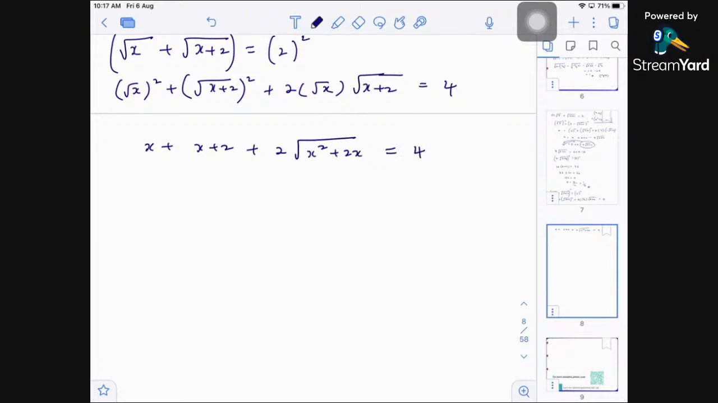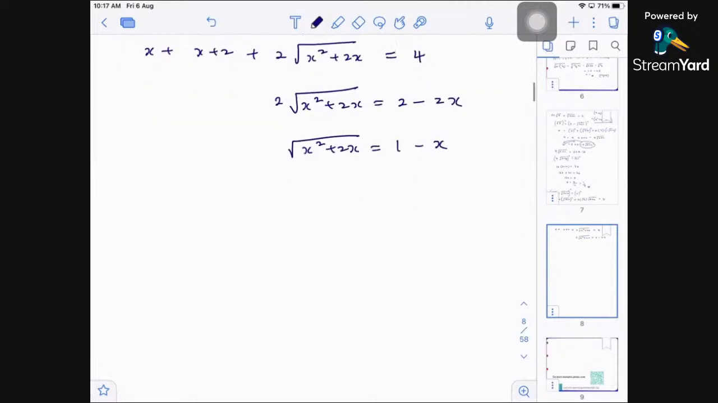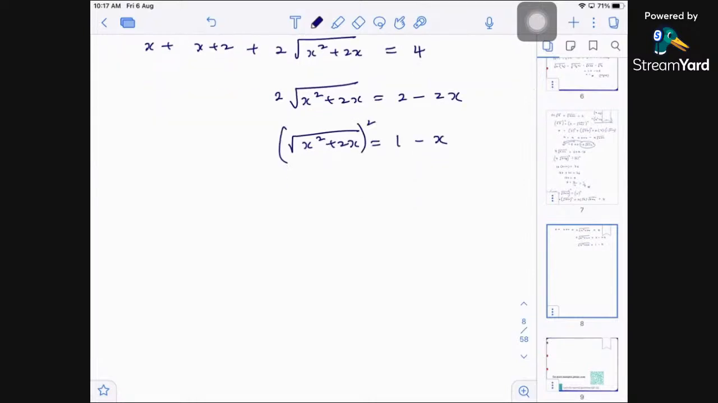So now you can shift. You are going to get back here 2 square root x square plus 2x equals to 4 minus 2, which is 2, minus 2x. If you divide everything by 2, you get square root x square plus 2x equals to 1 minus x. Now again, you have to square both sides. So you're going to get x square plus 2x equals to 1 plus x square minus 2x. Expansion ni ya. Saya harap expansion itu clear. x square can cancel. Minus 4x equals to 1, x equals to 1 over 4.